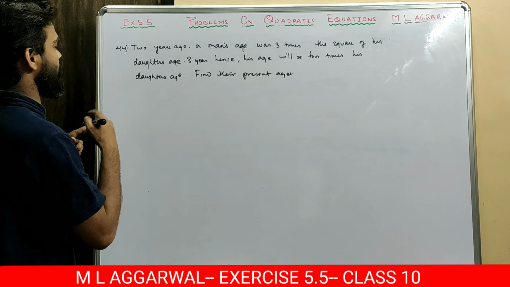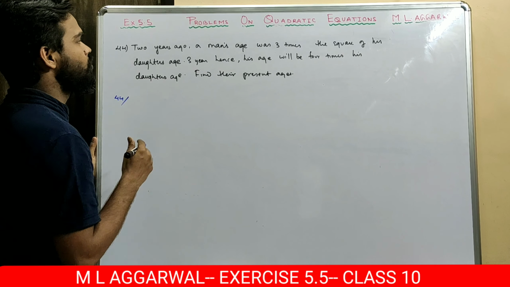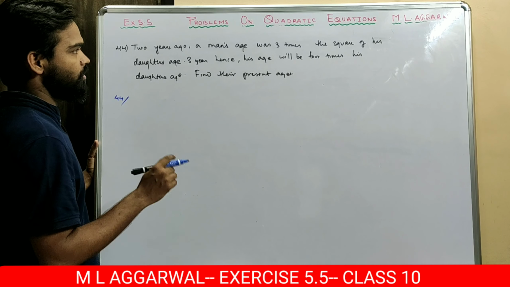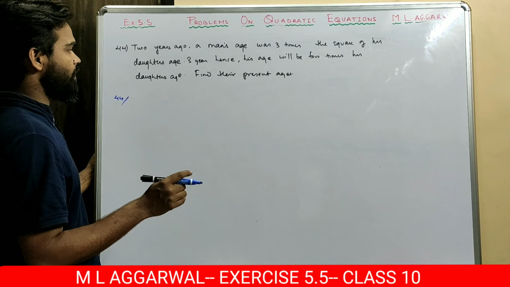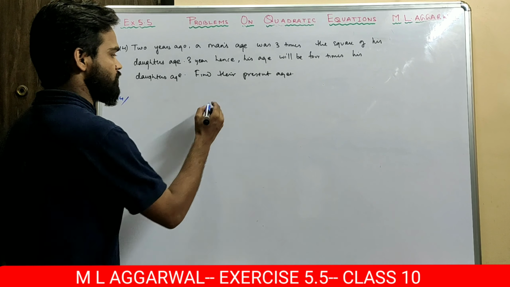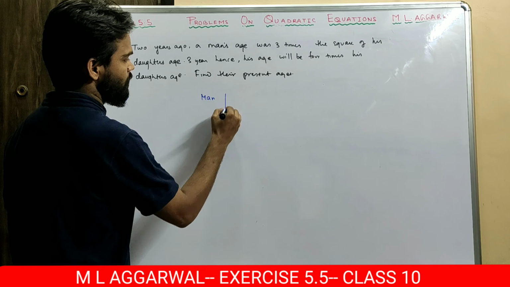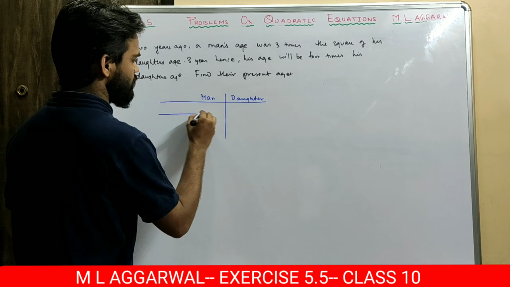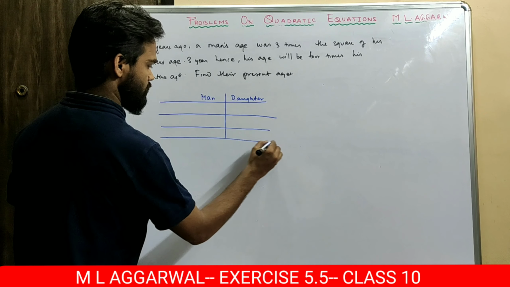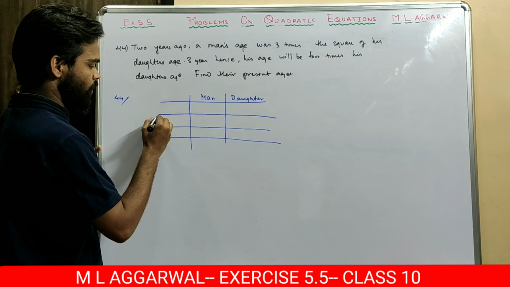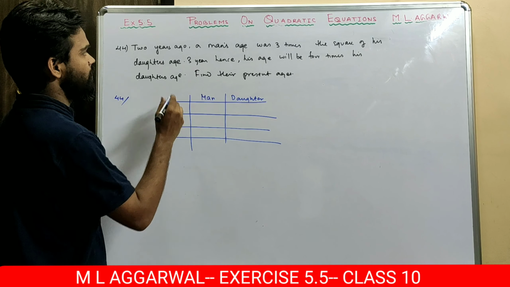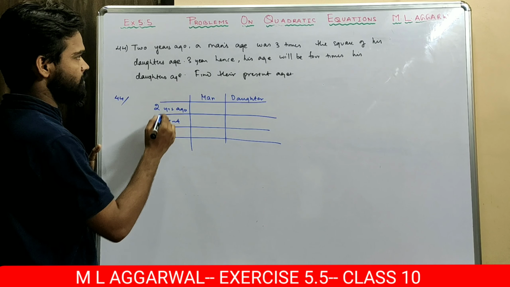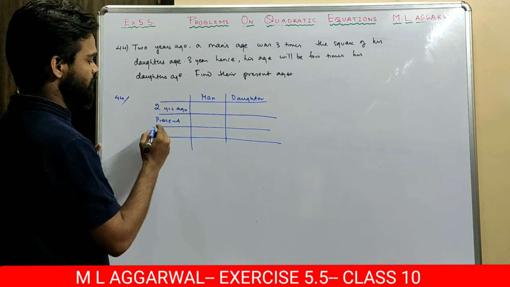Now let us look at sum number 44, the last sum. Very interesting. 2 years ago, a man's age was 3 times the square of his daughter's age. 3 years hence, his age will be 4 times his daughter's age. Find the present ages, which means there is a man and a daughter. Look carefully. There are 3 cases, if I can see. There is one case which is present. This is 2 years ago, and this is his age after 3 years hence.